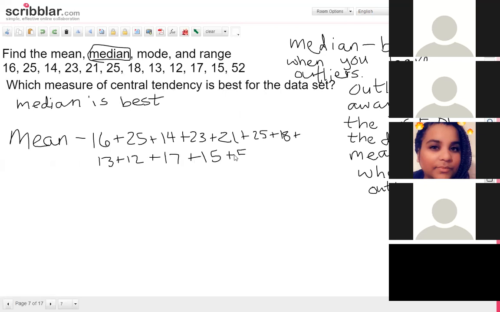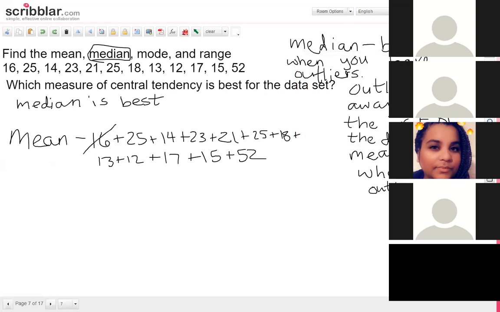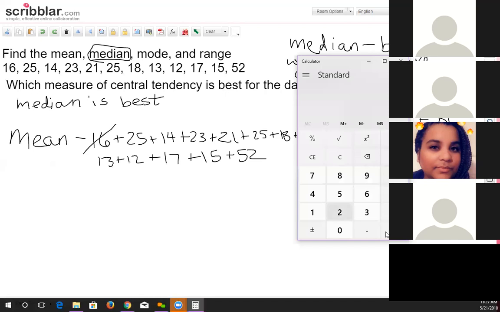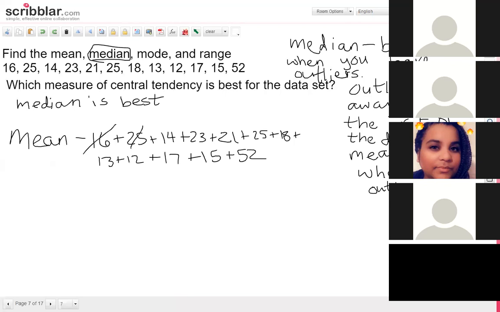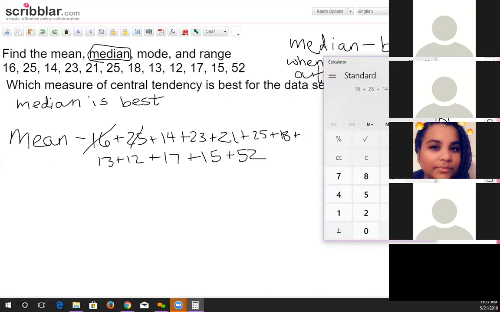15 plus 52. So sometimes when I write it all out and I'm adding it together, I'll cross out numbers as I go. I'll say, okay, 16 plus, I've done the 16. So if you need some organization and you're worried about missing a number, cross it off as you go. Since my calculator keeps disappearing, I'm not going to continue to do that. 25 plus 18. Oh, and be careful.